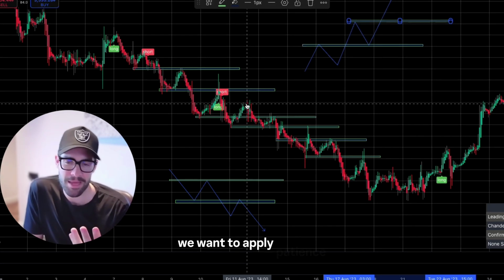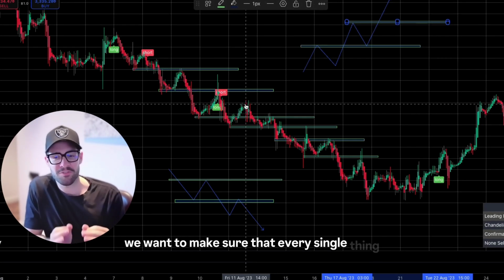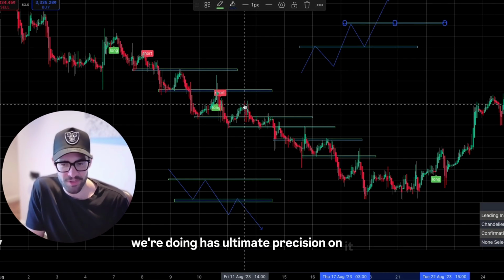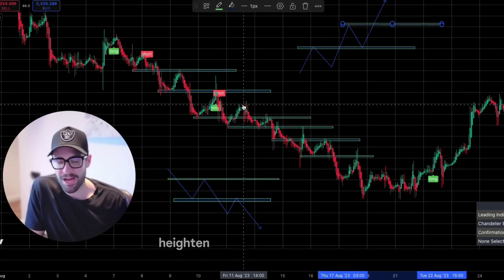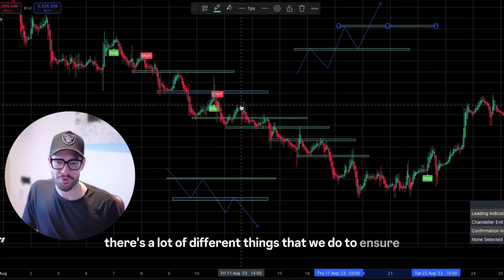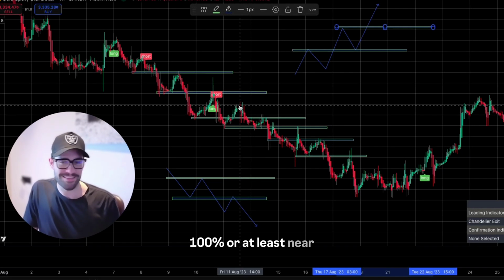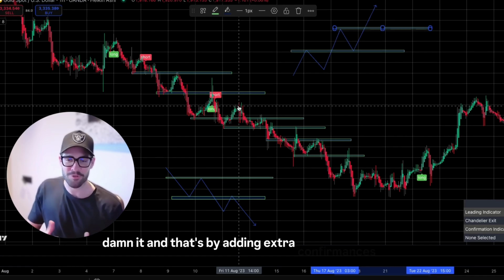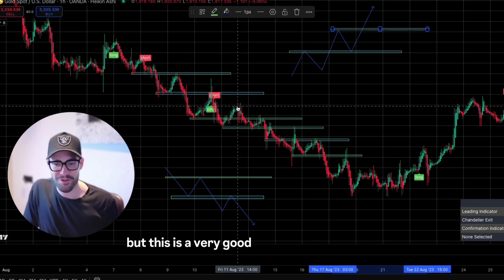We want to apply patience. We want to make sure that every single thing we're doing has ultimate precision on it, so that we heighten our chances of success. Now, there's a lot of different things that we do to ensure 100% or at least near damn it, and that's by adding extra confluences to it, but this is a very good place to start.